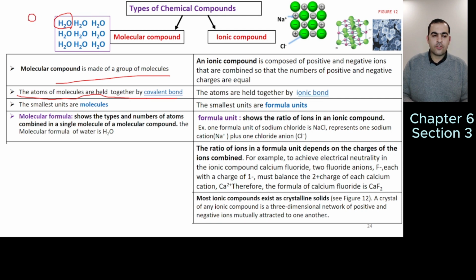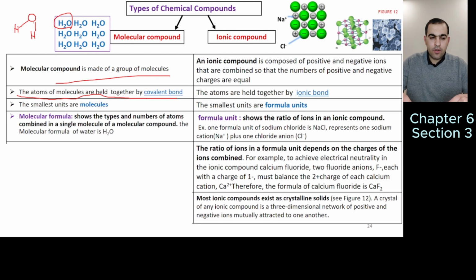There are two hydrogens, and they have bonded with oxygen. The bond between hydrogen and oxygen is a covalent bond because both of them are nonmetals, they share electrons. So we can say molecules are a group of atoms held together by covalent bonds, which means molecules are made of nonmetals.